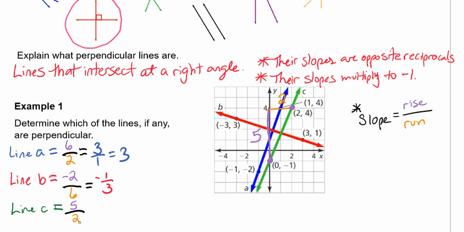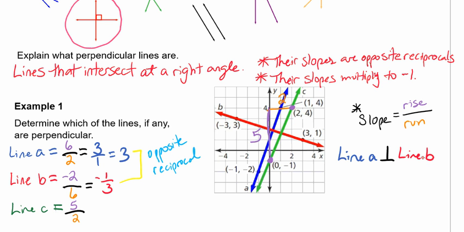So as we look at these, we see a couple things. Here, we can see that these slopes are opposite reciprocals. Because if I take my 3 over 1 and my 1 over 3, I can flip-flop them, making them reciprocals. And because one is positive and one is negative, that makes them opposites. Thus, they're opposite reciprocals. So I can say that line A is perpendicular to line B.